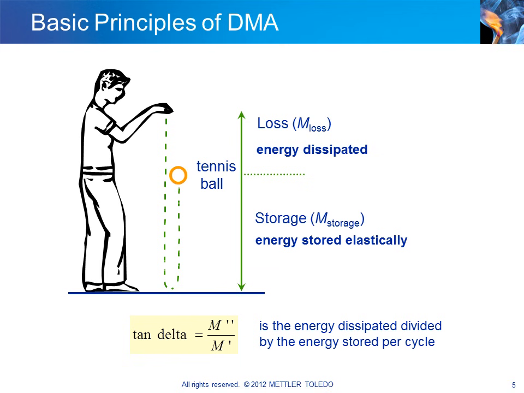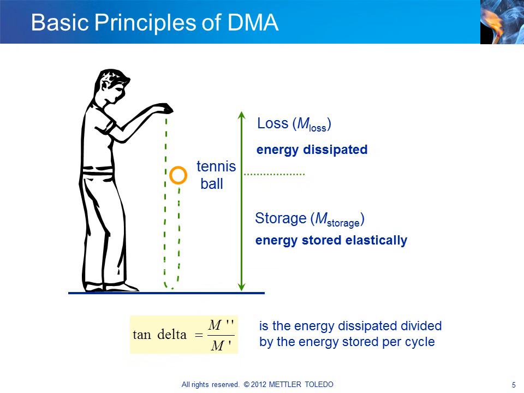The concept of storage modulus and loss modulus can be illustrated by considering what happens when a tennis ball bounces on the ground. On impact, the ball undergoes deformation and does not bounce back up to the height from which it was dropped. Part of the energy supplied for the deformation has been lost. The height that the ball reaches after the deformation corresponds to the energy the ball was able to store elastically and reversibly.